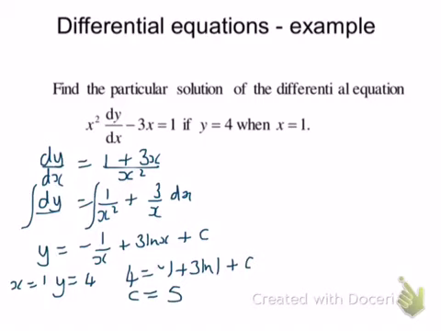I can therefore now say that y is equal to minus 1 over x plus 3 ln x plus 5.